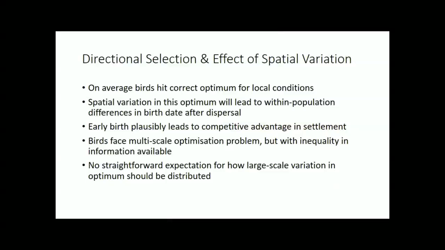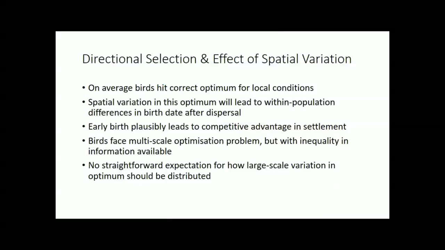So after birds have dispersed and start interacting with individuals from different parts of the population. And it's quite plausible, and there's some evidence from other studies, that having an early birth leads to a competitive advantage in settling down to breed as an adult yourself. But the problem is, from the point of view of an individual great tit, birds are facing a multi-scale optimization problem. So timing locally is important, but also your timing relative to other individuals in the wider population is important.